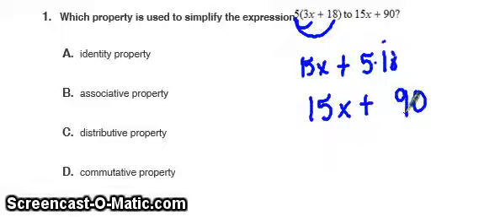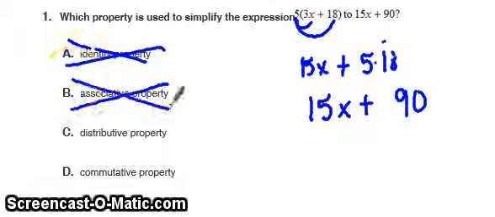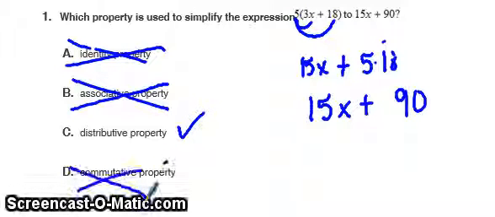So identity property, we didn't multiply times 1 and get the same thing. We didn't add 0 and get the same thing. Associative property, we did not change who's hanging out together. We did distribute. Commutative property is where they change the order. So we didn't change any order here. The correct answer here should be C.